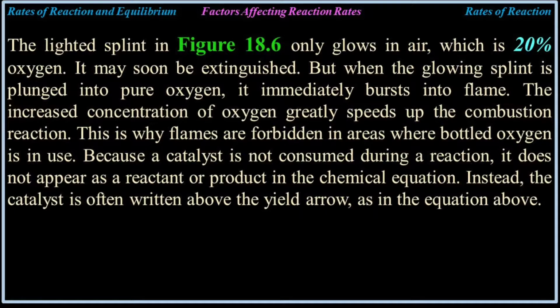The lighted splint in figure 18.6 only glows in air, which is 20% oxygen. It may soon be extinguished, but when the glowing splint is plunged into pure oxygen, it immediately bursts into flame. The increased concentration of oxygen greatly speeds up the combustion reaction. This is why flames are forbidden in areas where bottled oxygen is in use.